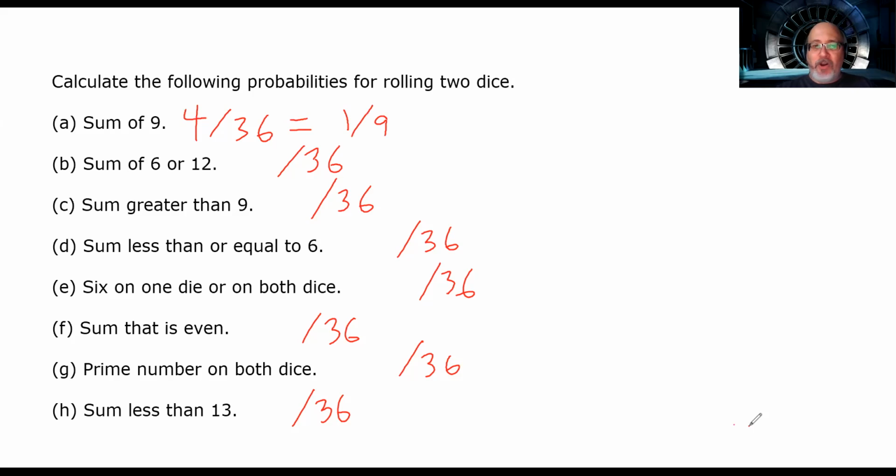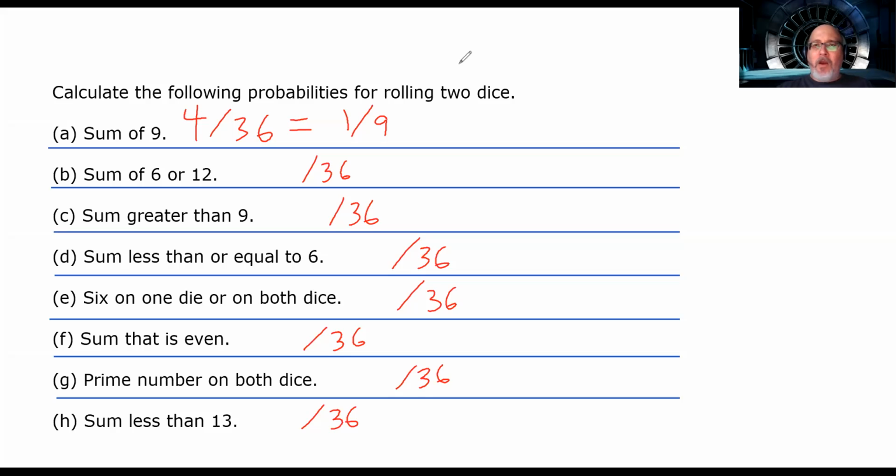I'm going to insert some partition lines because these numbers are all going to run together. All right, that's a little more organized and easy to read.